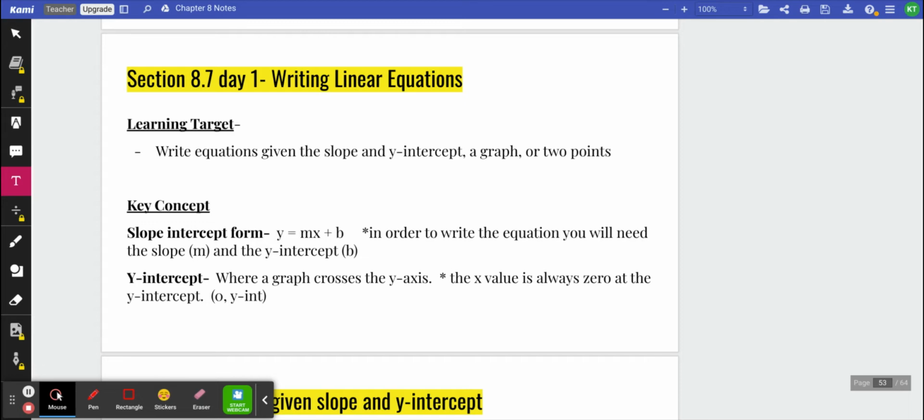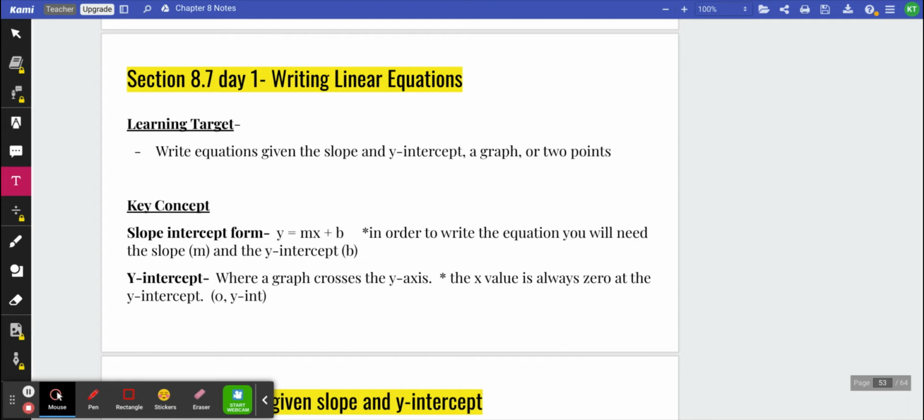Today, we're going to expand on that and write equations in slope intercept form given different pieces of information. All right, we'll break it down into a couple days for section 8.7. Today, we're going to look at writing equations given the slope and y-intercept, and write an equation given a graph. We will also look at how to do that if we're just given 2 points from the line.